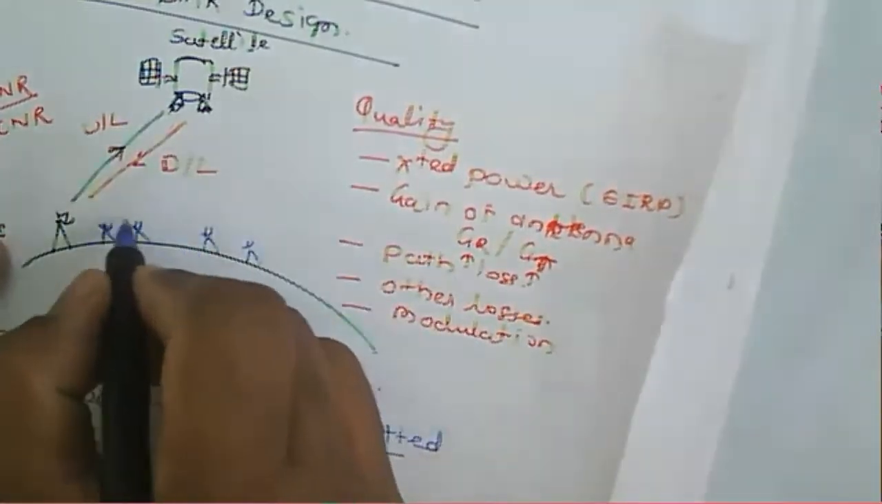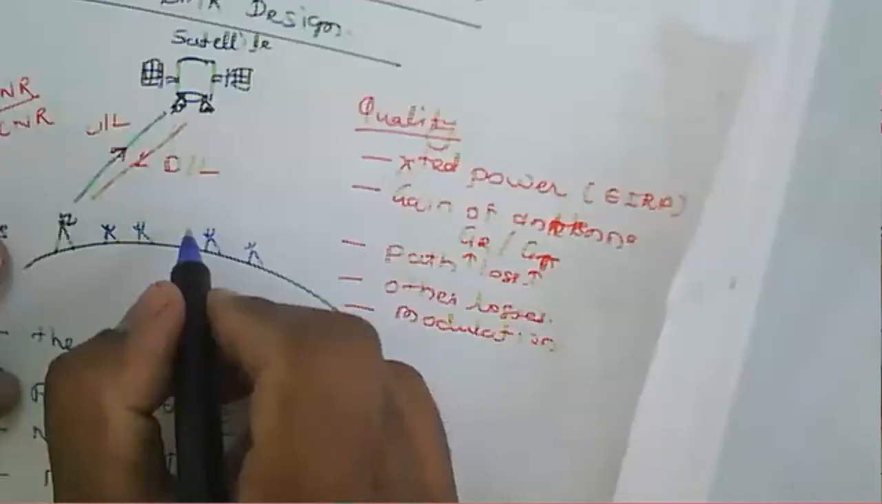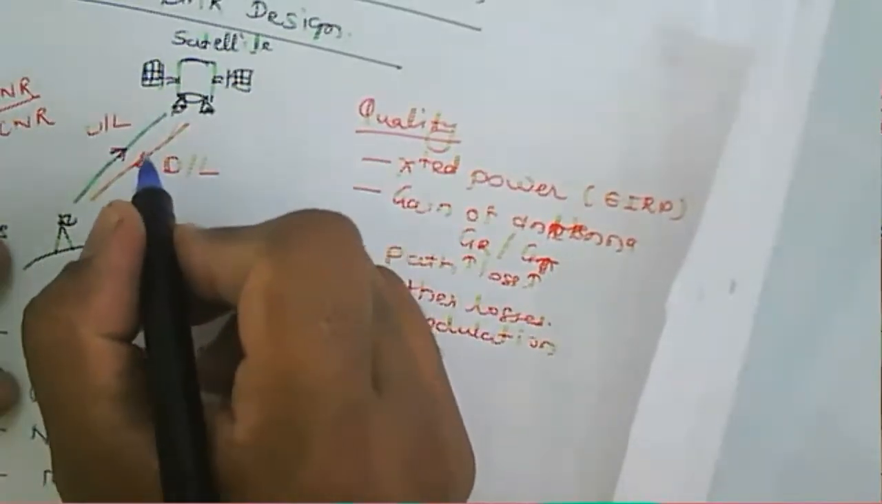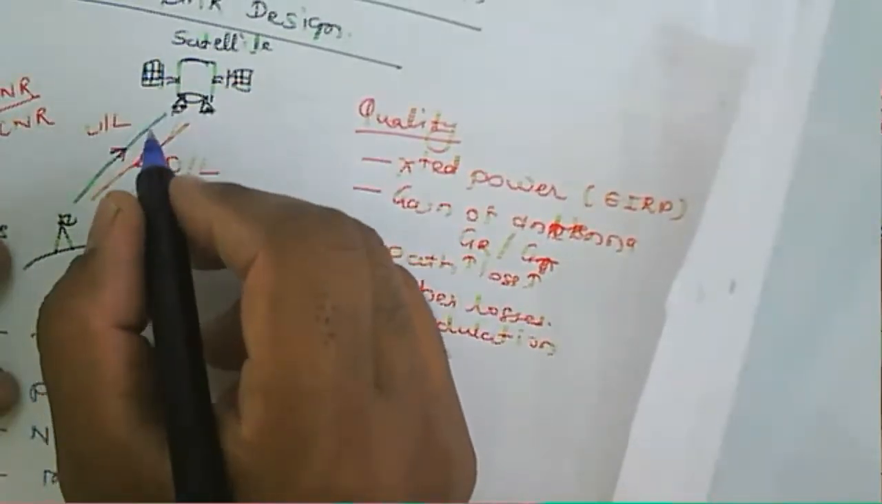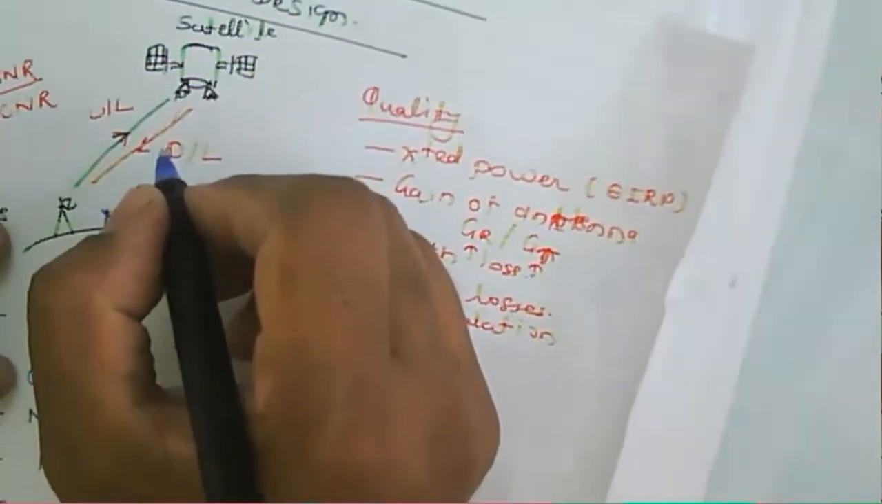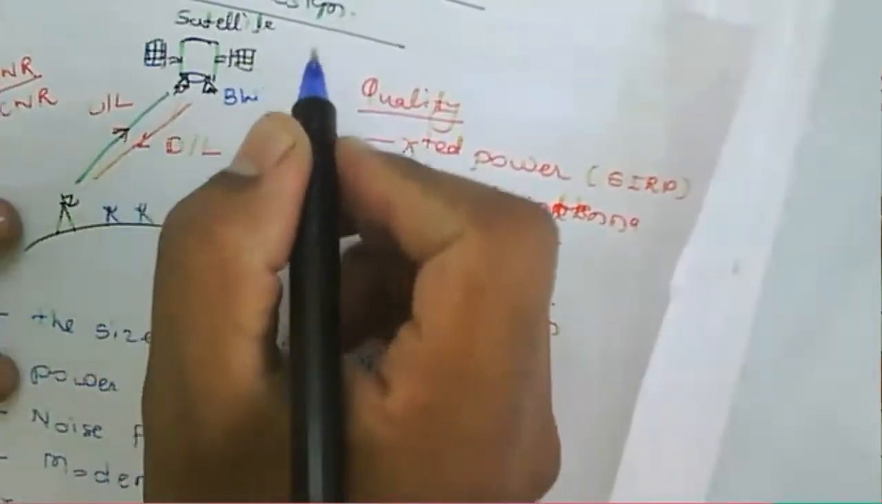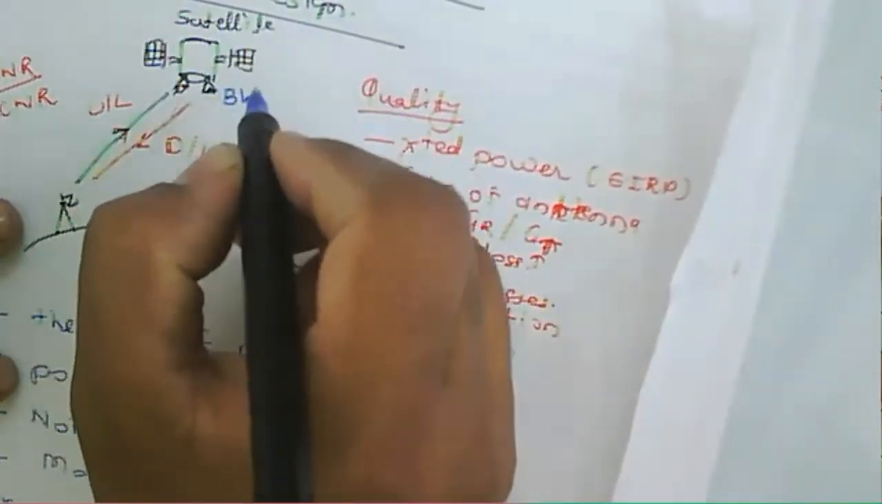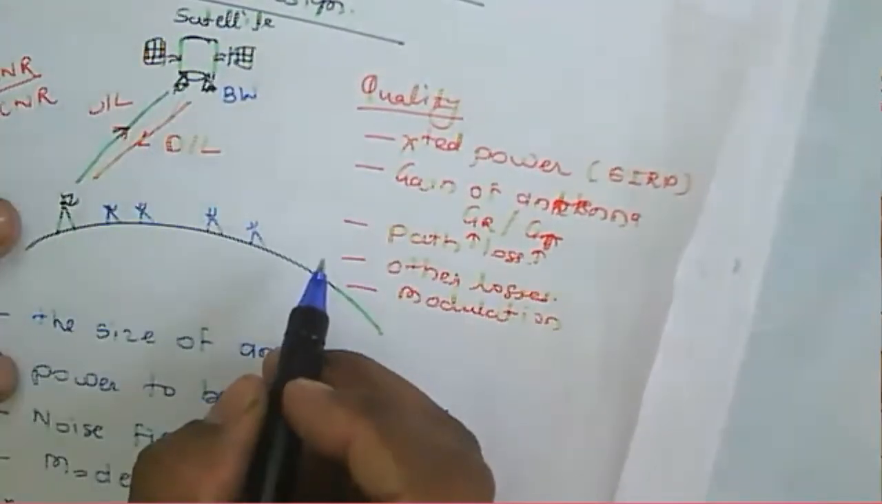So this means multiple earth stations can transmit and receive signal, and they can share the resources of the satellite. Means we can say that a satellite has some particular bandwidth of that particular transponder. So that bandwidth will be shared by the multiple earth stations.